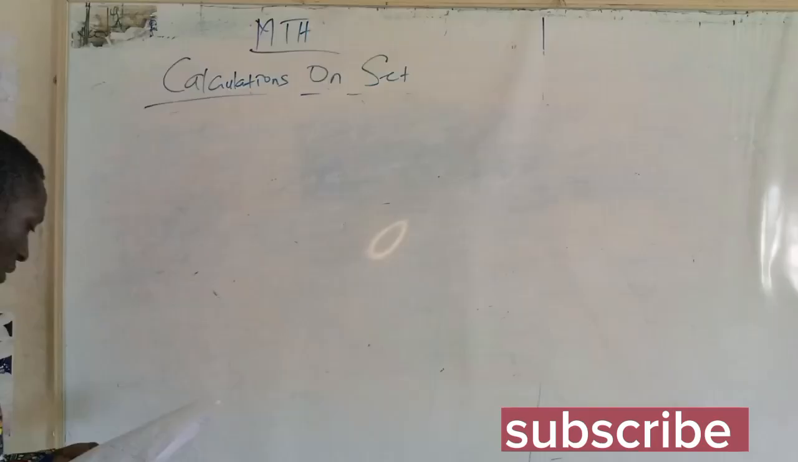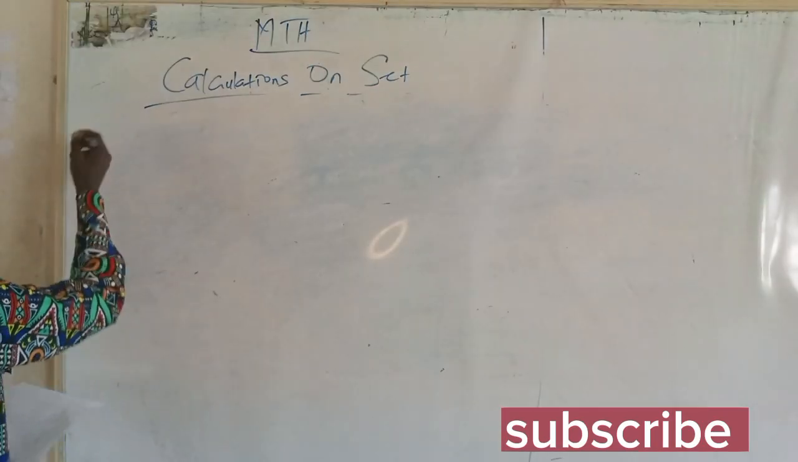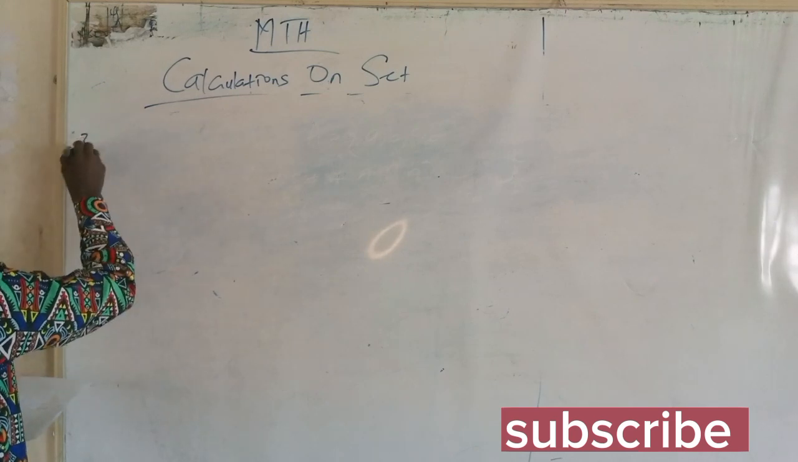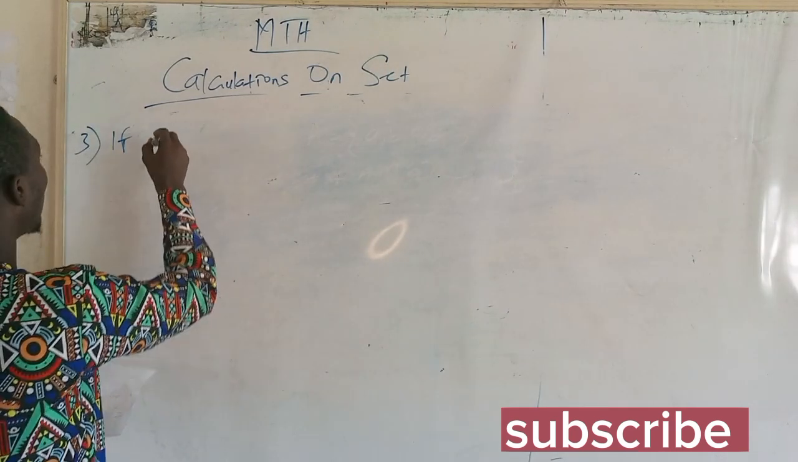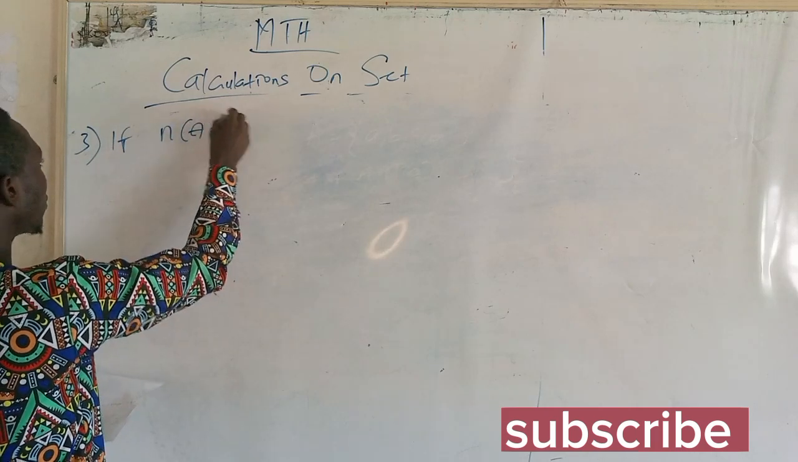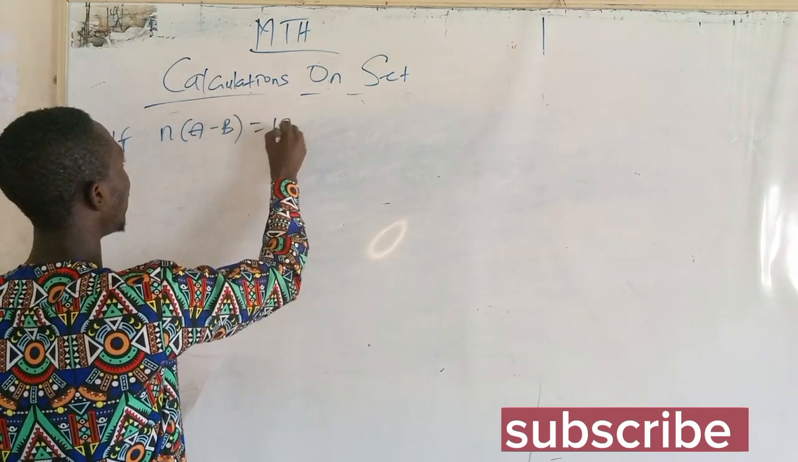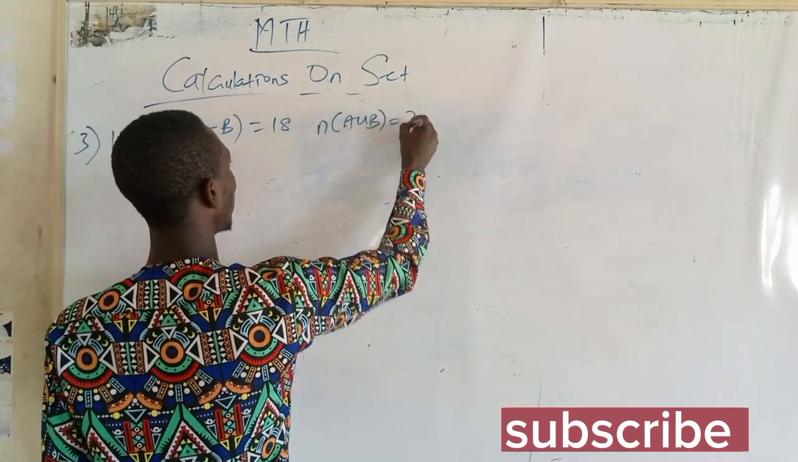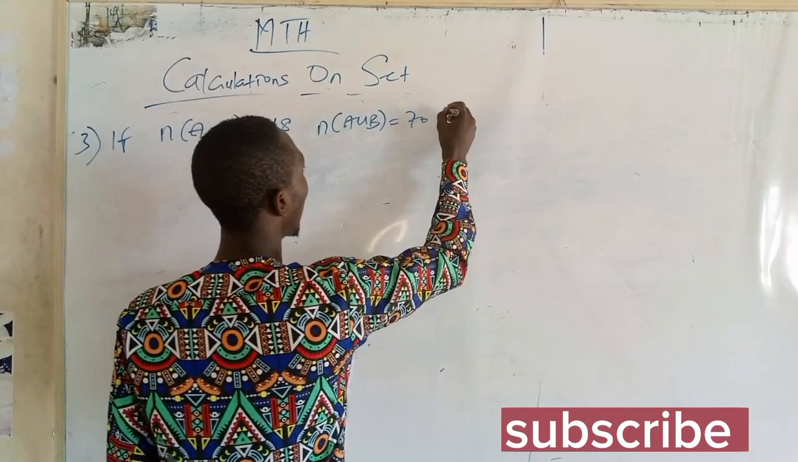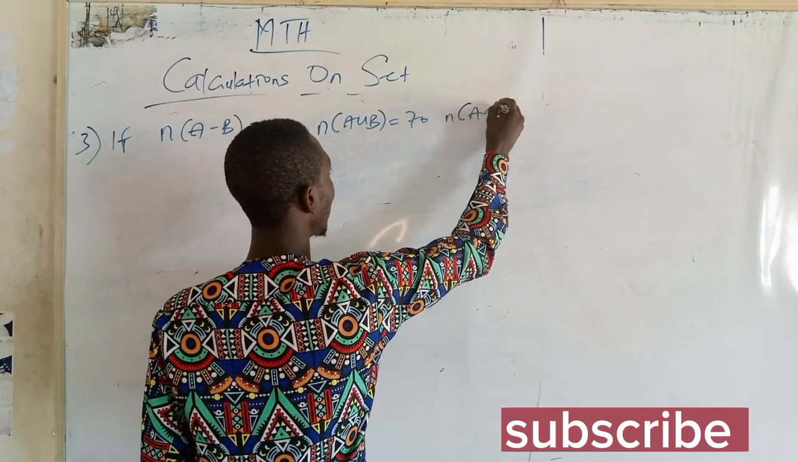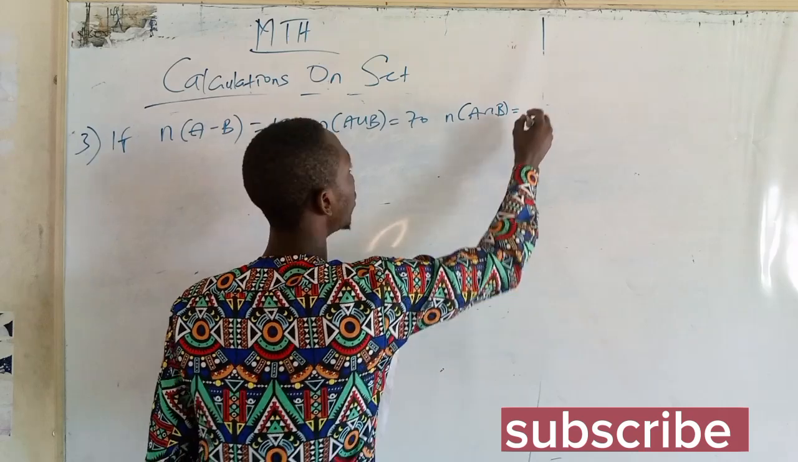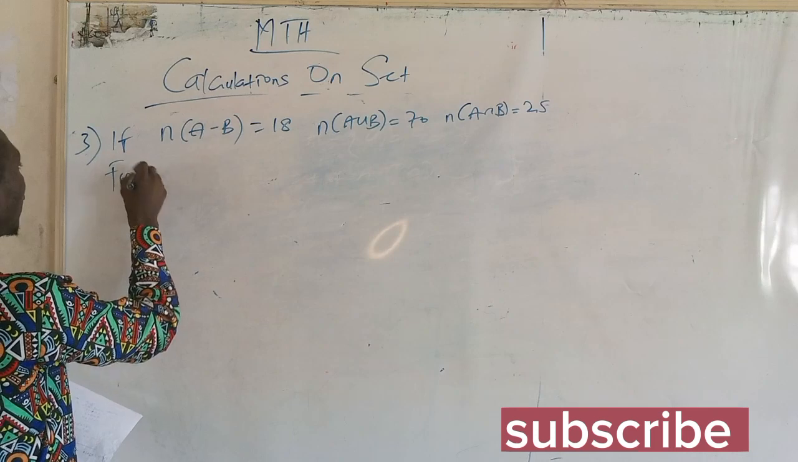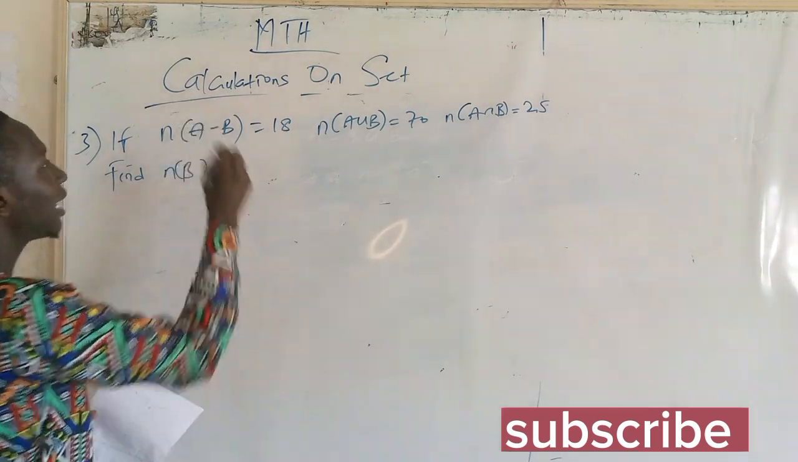Okay, let's say we have this question. If n(A minus B) equals 18, n(A union B) equals 70, and n(A intersect B) equals 25, find n(B).